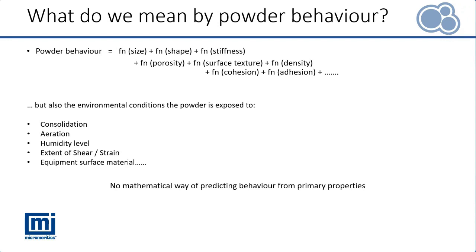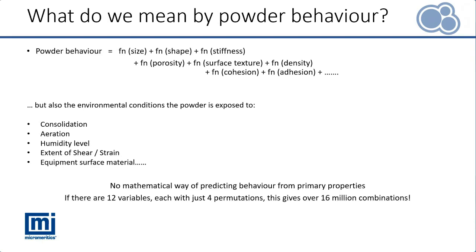But essentially, there's no way that we can just predict powder properties from first principles, just from these primary properties. If we had, for example, 12 variables and 4 permutations, this would give us over 16 million combinations. So mathematically, it's a very challenging problem to start to solve.